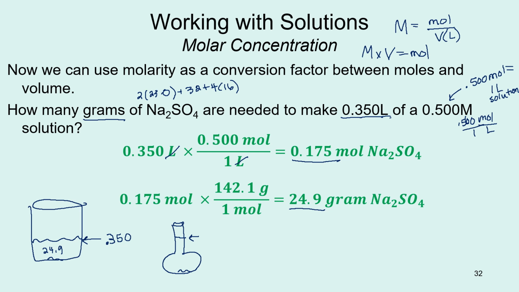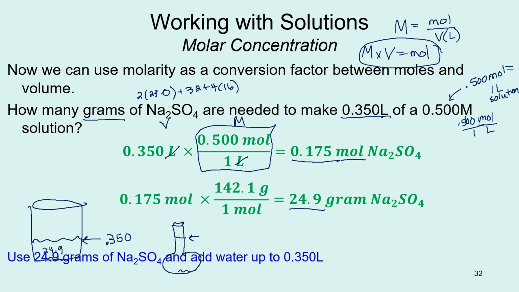But anyway, I can use this as a conversion factor. So how many moles equal how many liters, and you just need to make sure to line up your units to cancel them. The other thing, if I like using this formula better up here, that's what I did. I took the molarity times the volume to get moles, and then I converted moles to grams. So here, like I said, use 24.9 grams of Na2SO4 and then add water up to a total of 0.350 liters of solution.